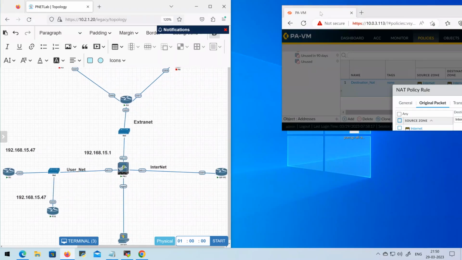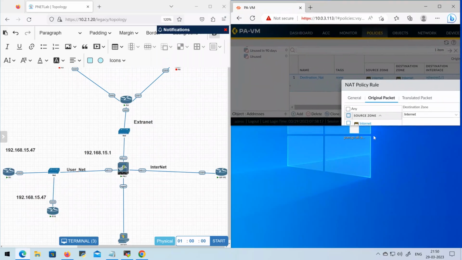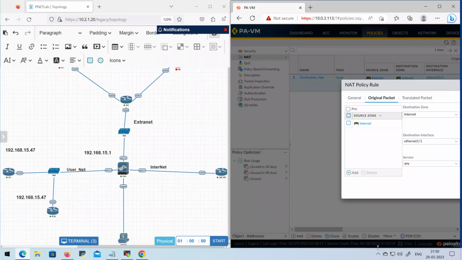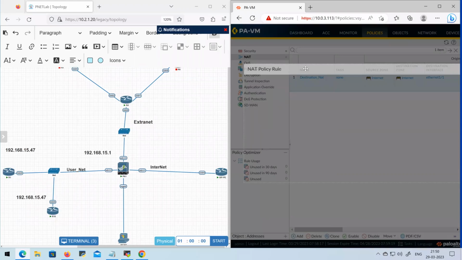Okay. It is one ping to one by one. It will be in the translated packet. Did we input the translated packet? Okay, now see.